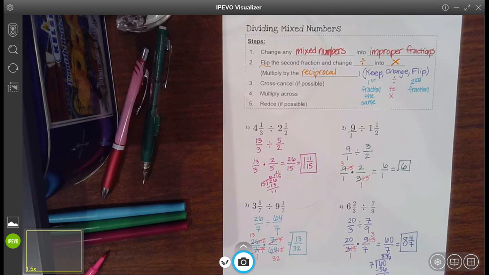Congratulations, my little mathematicians. You have now conquered dividing mixed numbers.